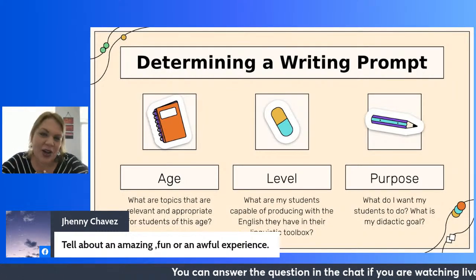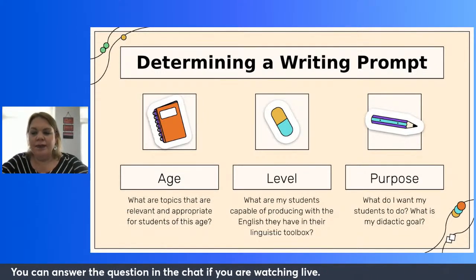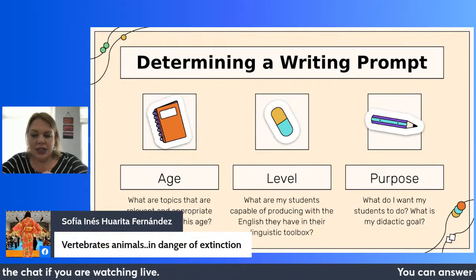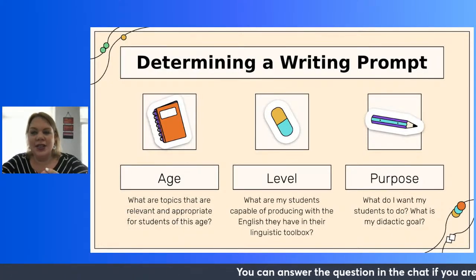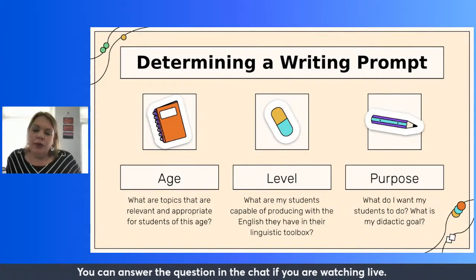Jenny, for example, tell me about an amazing, fun, or awful experience. We all like to share our personal lives, our personal stories, right? Jenny's example is a good one. Good. Sophia, vertebrates in danger of extinction. That's good. Lourdes talks about future plans and future jobs. That's good. Wonderful.